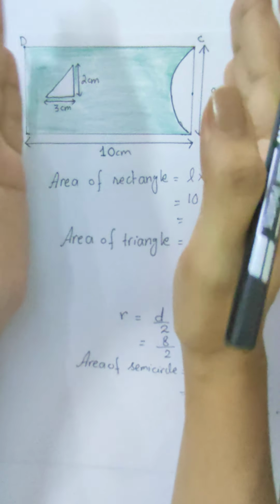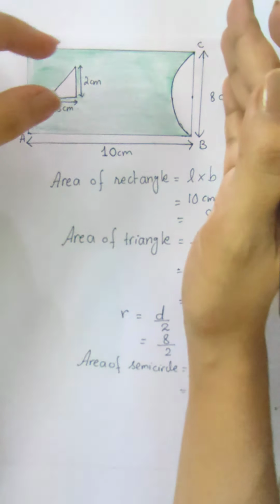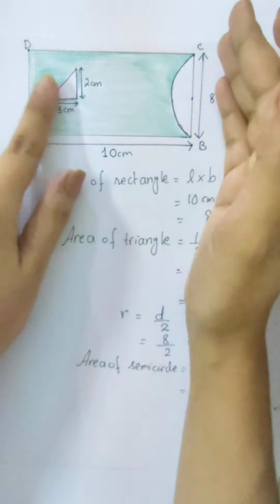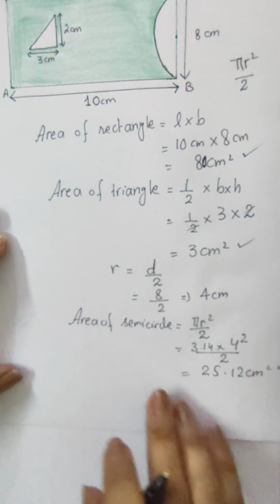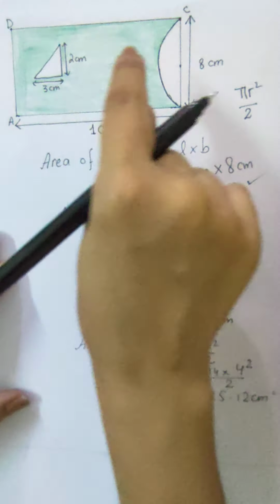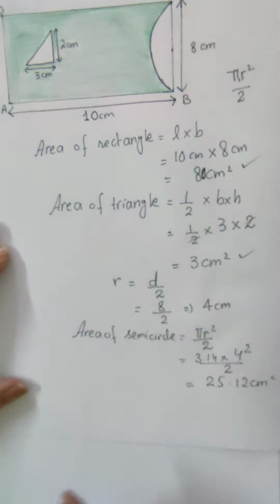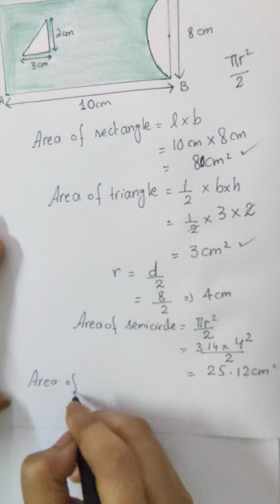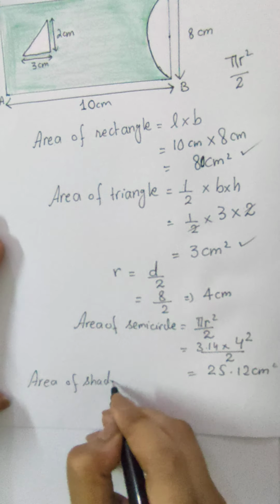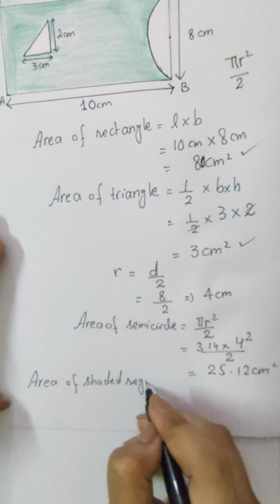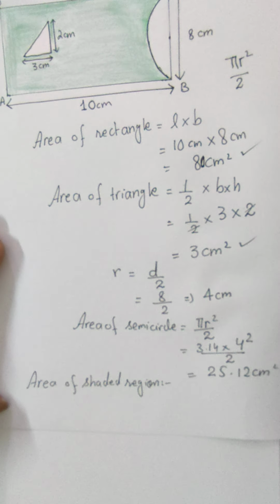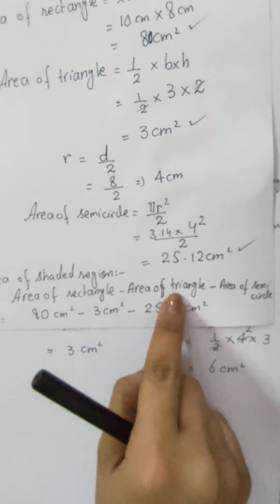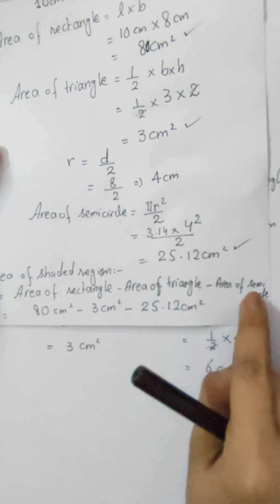From the complete shape, I will remove the area of the triangle and the area of the semicircle. I will remove this part. How can I remove it? Very simple. Just subtract the area of the triangle and semicircle from the rectangle. So the area of the shaded region is the area of the rectangle minus the area of the triangle minus the area of the semicircle.